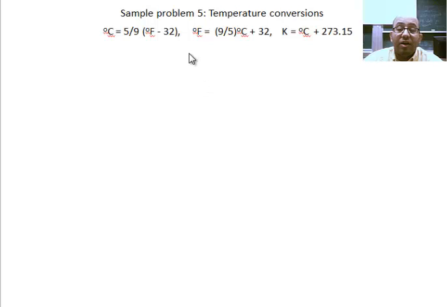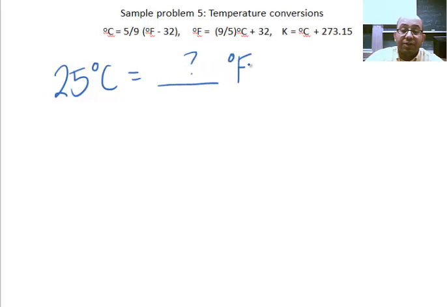So the next two problems we're going to practice doing are Celsius, Fahrenheit, and Kelvin calculations using these three equations that are on the top of the screen. Okay? So, if we have 25 degrees Celsius, what's the temperature in Fahrenheit? So, we got to figure out which equation to use.